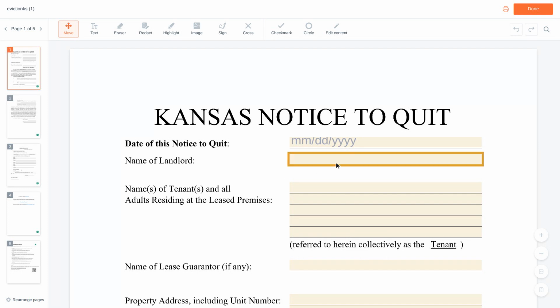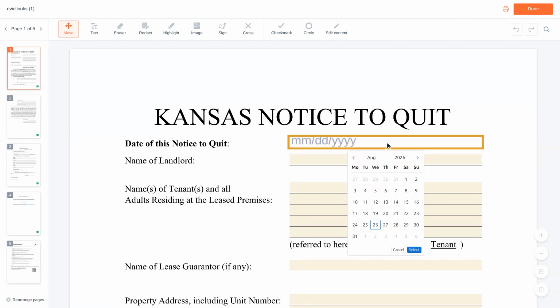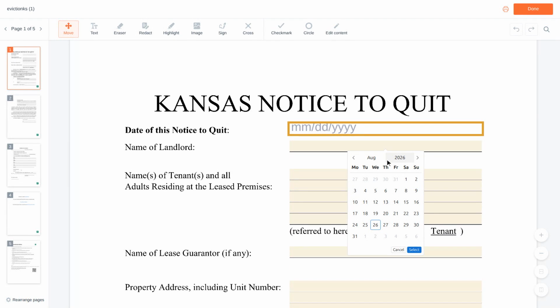Then the landlord's name, in our example Anna Baker, and the tenant's, here Ben Carter. The form asks for every tenant and every adult residing at the premises, so list each one on its own line. If the lease has a guarantor, name them too, and if a line does not apply, write NA rather than leaving it blank.